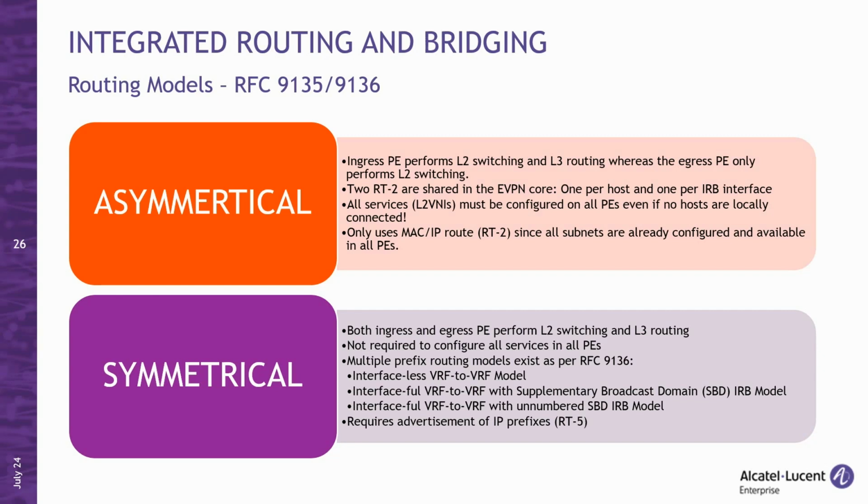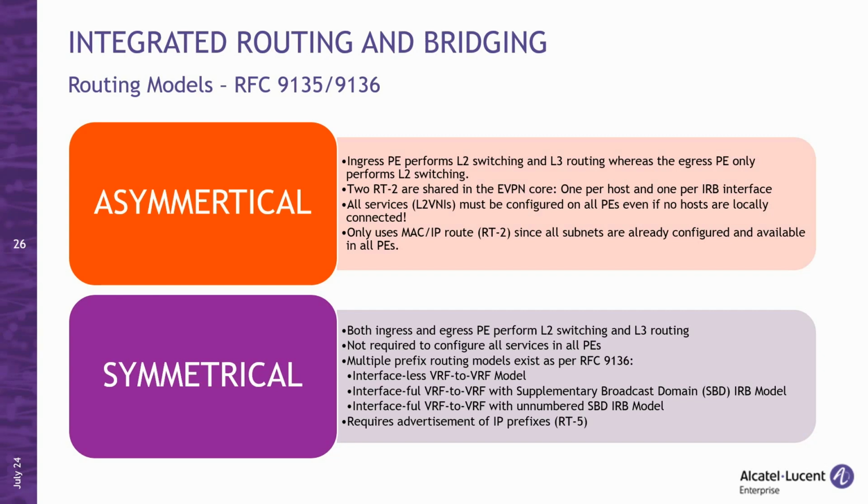So there are two routing models defined in RFC 9135 for integrated routing and bridging: asymmetrical and symmetrical. But what is integrated routing and bridging? It's a solution based on EVPN which allows for dynamic and efficient inter-subnet connectivity among VRFs and the end devices while maintaining the multi-homing capabilities of EVPN.